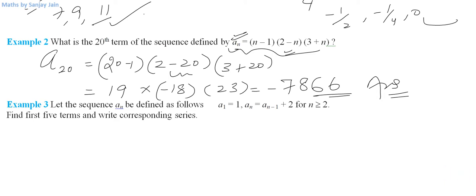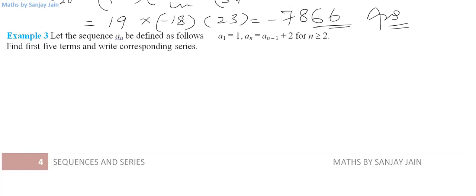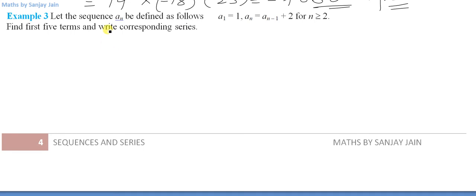Let us look at the next example. Let the sequence a_n be defined as follows. a1 is equal to 1, right? So a1 is directly given, the first term is directly given. And what about the second term? Second and above, for n greater than or equal to 2. That means the second term and the terms after that, that is third term, fourth term, will be obtained by this formula here. So let me apply this formula to obtain the second term.